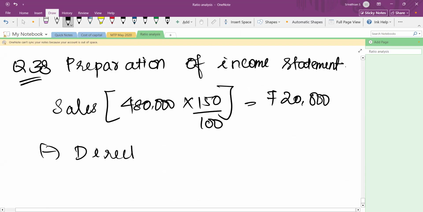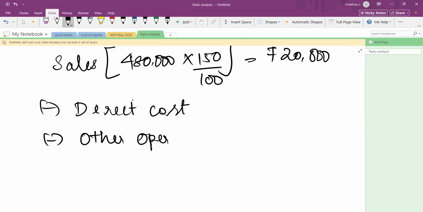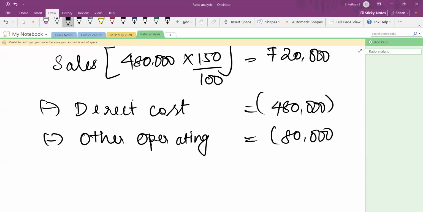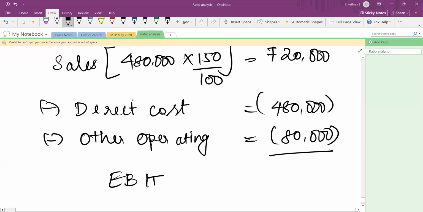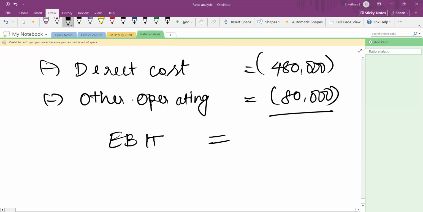First, subtract the direct costs. Then subtract other operating expenses. Direct cost is given, 4,80,000. Operating expenses also given, 80,000. How much do we get? This is EBIT. What is EBIT? 240, sorry, 160,000.